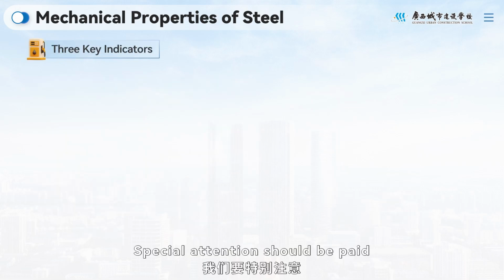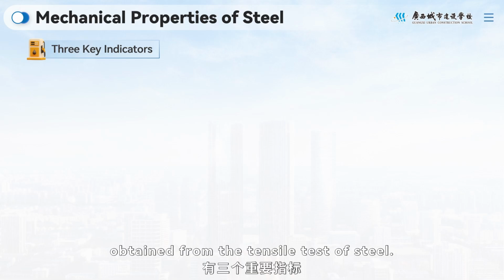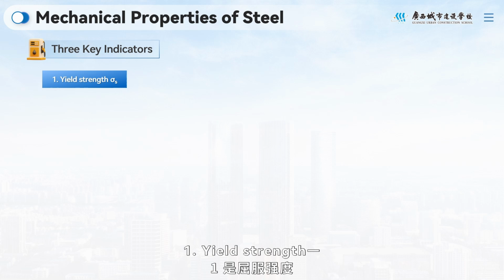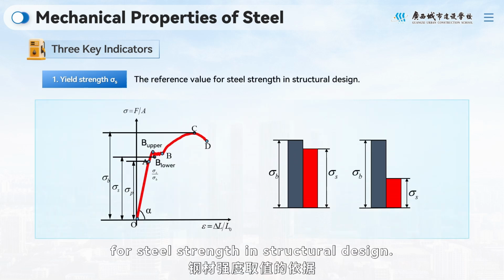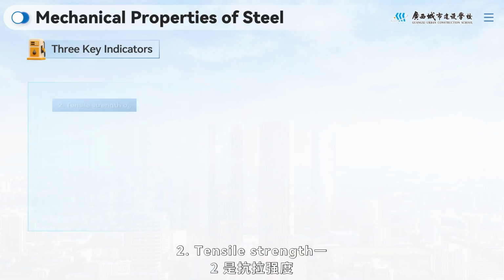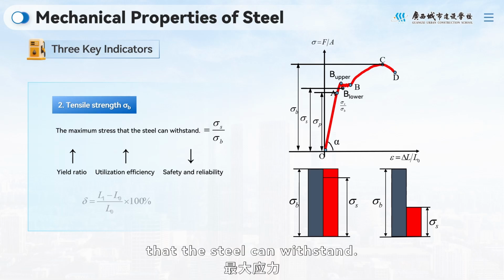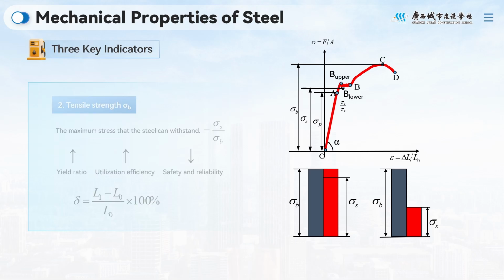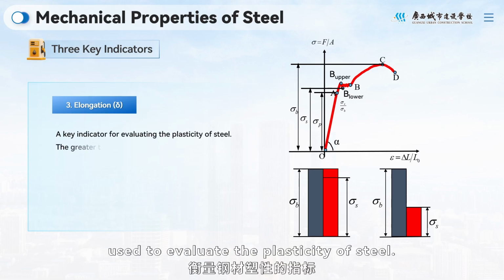Special attention should be paid to the three important indicators obtained from the tensile test of steel. 1. Yield strength. This is the reference value for steel strength in structural design. 2. Tensile strength. This represents the maximum stress that the steel can withstand. 3. Elongation. This is an indicator used to evaluate the plasticity of steel.